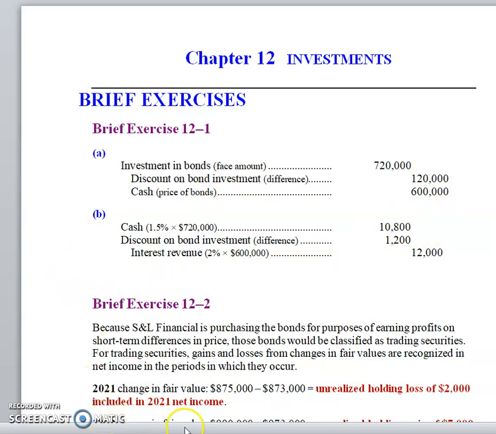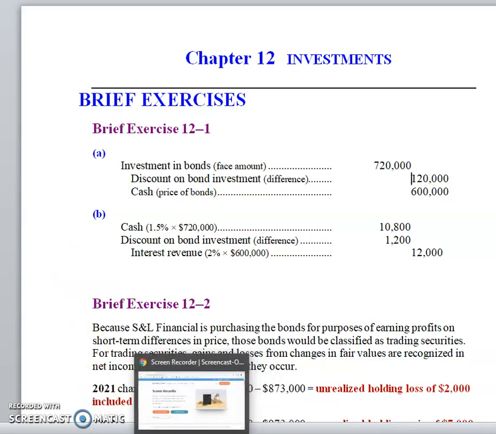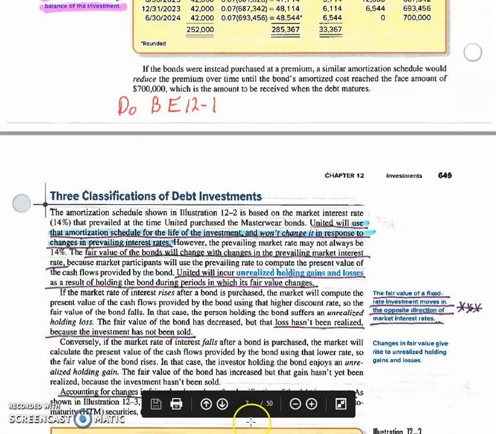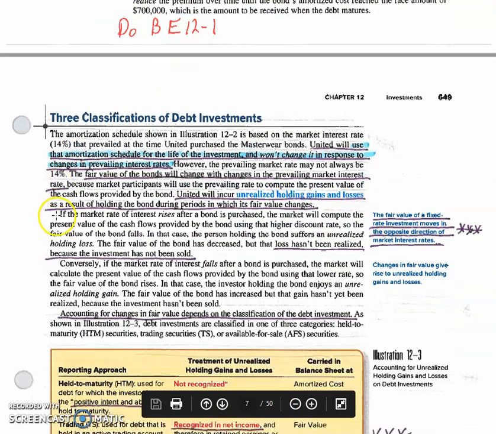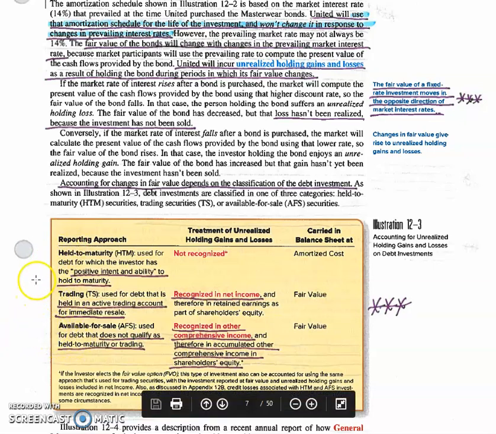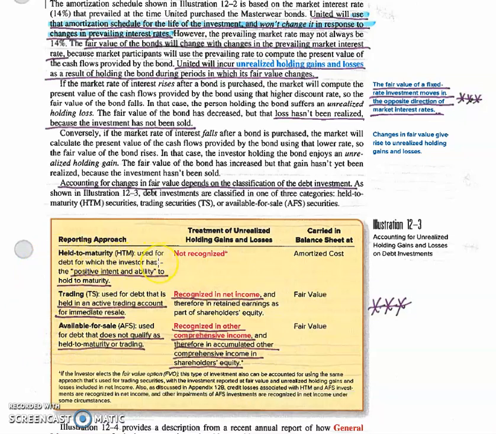Now let's go back to the textbook and we will move on. So now they get into the 3 ways of classifying debt investments, and I've mentioned those to you already. But right here we have held to maturity, and then trading securities and available for sale. Now, in order to be classified as held to maturity, the investor has to have both the positive intent and the ability to hold the bonds until they mature.